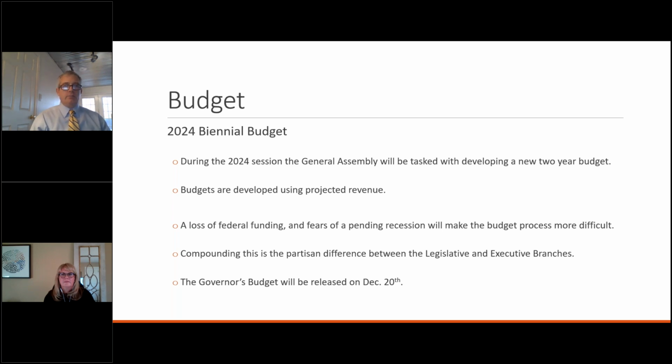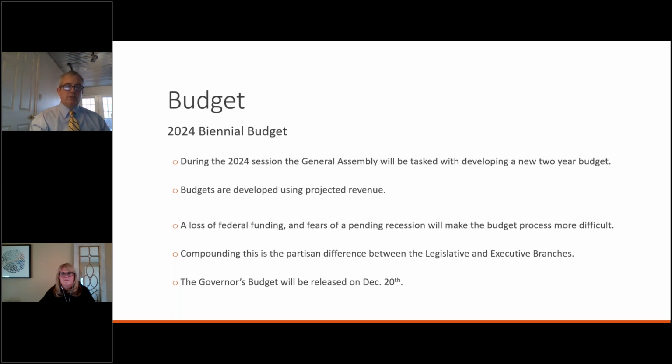And their spending priorities are not going to match up very well. Over the past 6 or 7 years, we've had a fairly difficult time developing a budget anyway. But this time, I think it's going to be pretty tough. So the governor releases his initial budget on December 20th.